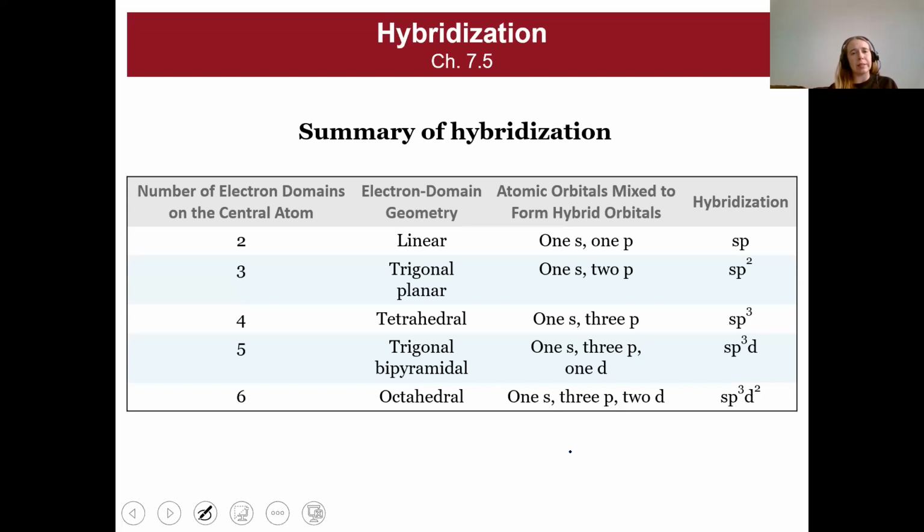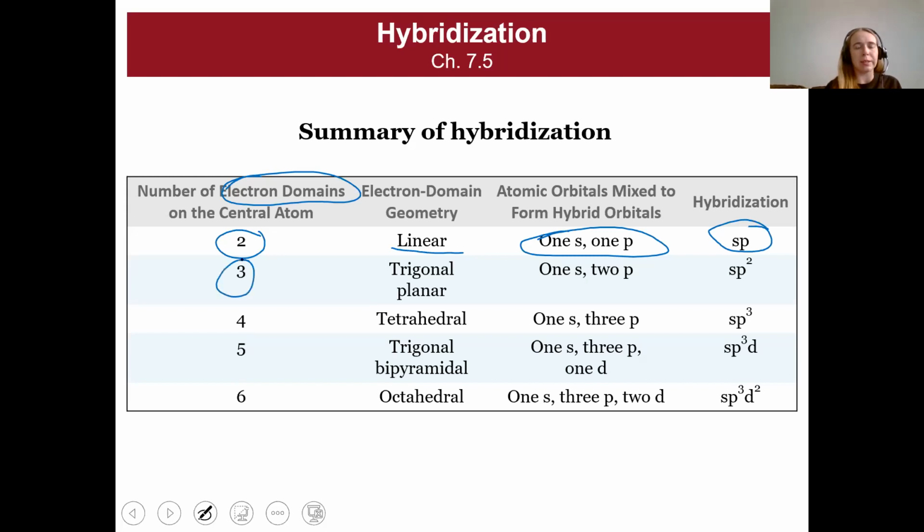So here's a little summary for you guys. For hybridization, you want to look at the number of electron domains to see how many hybrid orbitals you're going to have and what kind. If there are 2 electron domains, we have a linear molecule, and we need 2 hybrid orbitals. So we're going to take one s orbital and one p orbital, hybridize them to create 2 sp orbitals.